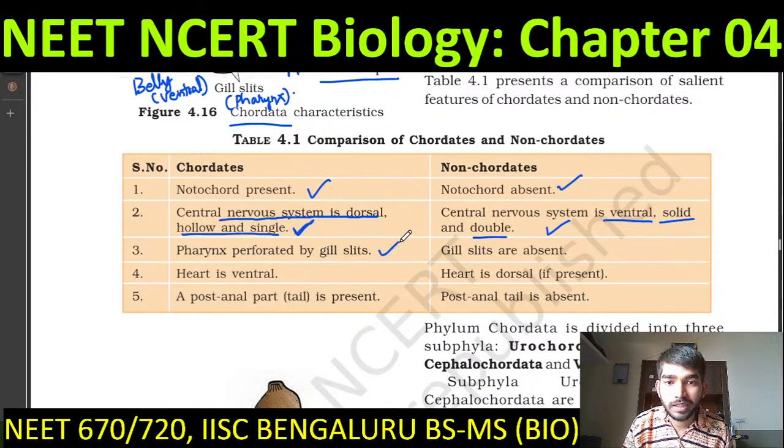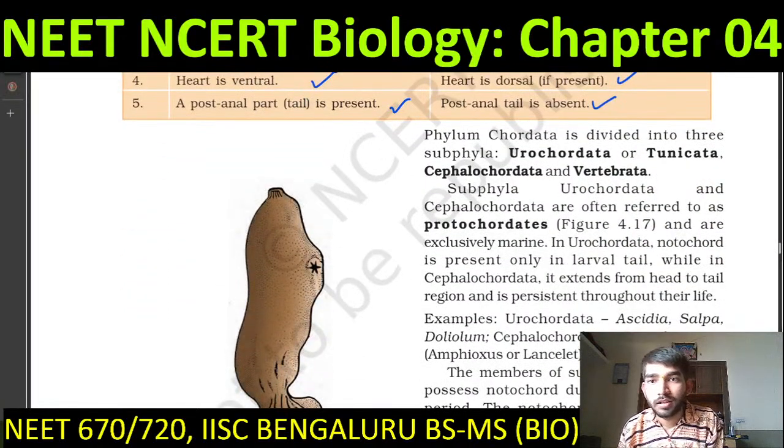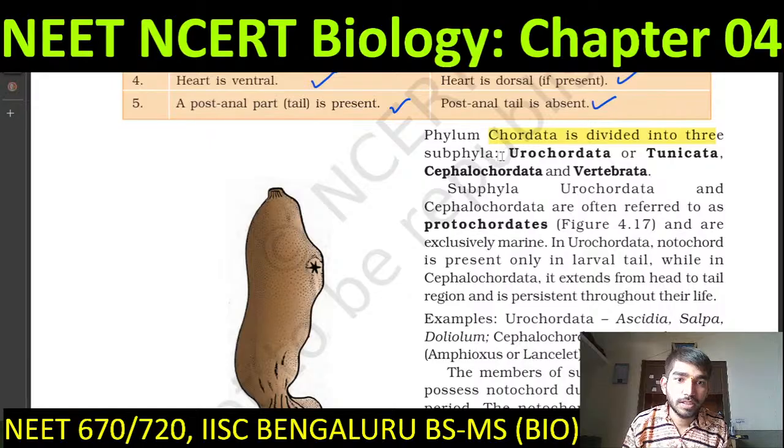Pharynx is perforated by gill slits in chordates; in non-chordates gill slits are absent. Heart is ventral, so the heart is on our ventral side. In non-chordates the heart is mostly dorsal. In cockroaches, if you see, the heart is present on the dorsal side, the back side. In us, the heart is present on the ventral side. Post-anal part is present in chordates; in non-chordates the post-anal part, the tail, is absent.